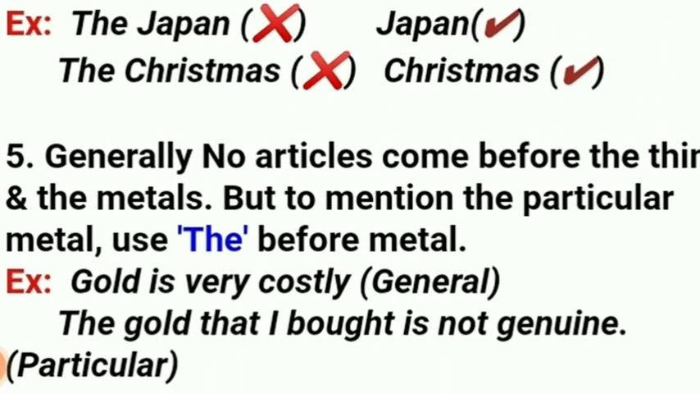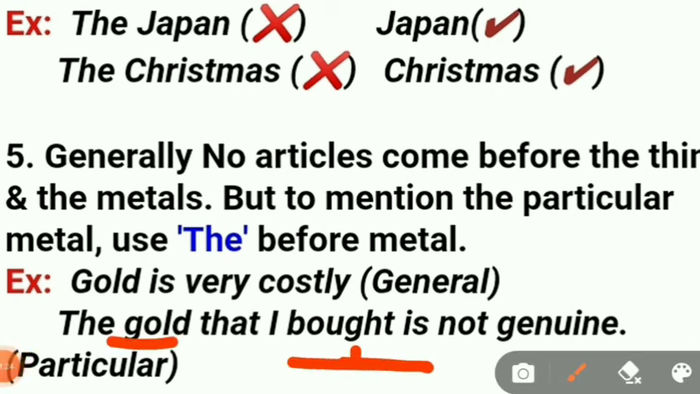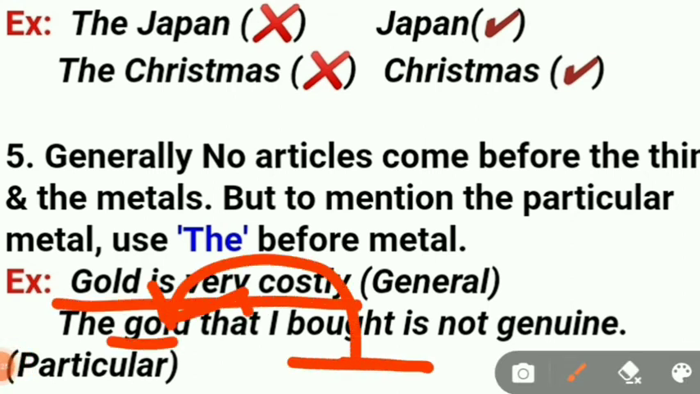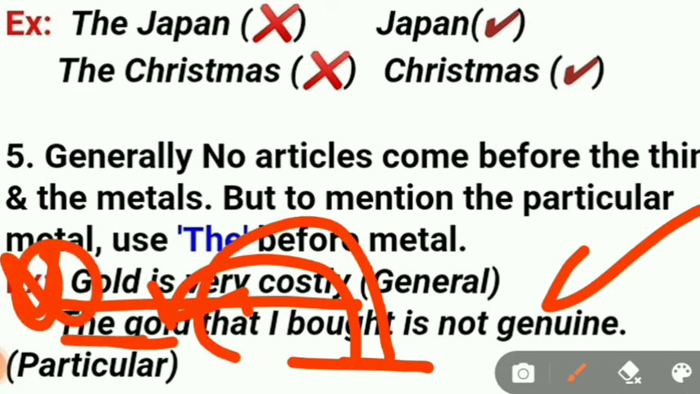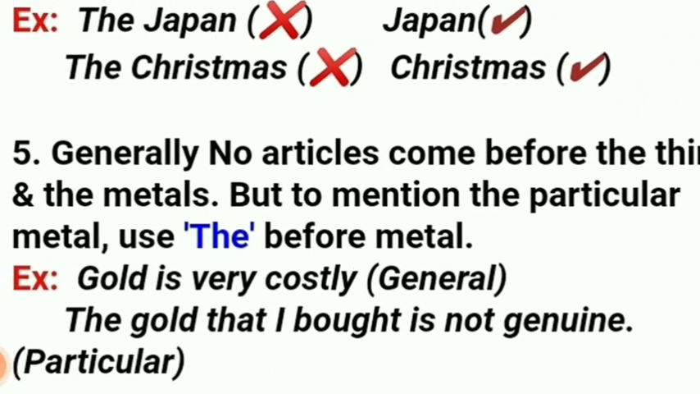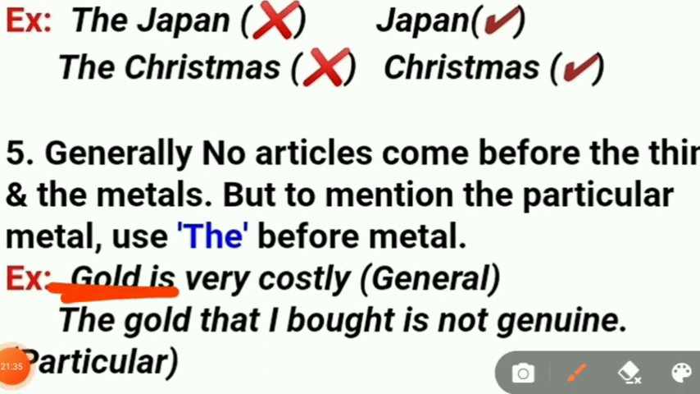Generally, no articles before metals, but to mention a particular metal, use the before the metal. The gold is very costly. The gold that I bought is not genuine. So the gold that I bought means only one gold is there. Gold is very costly is right, so don't use anything there. But here it refers to one particular gold.